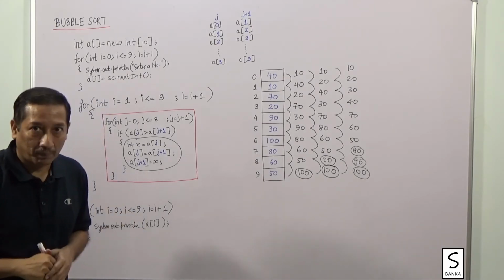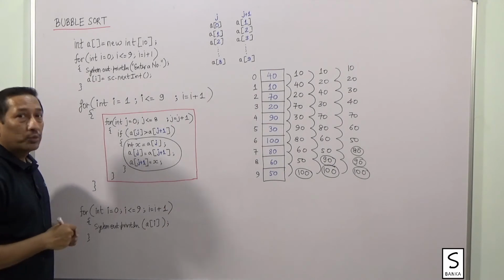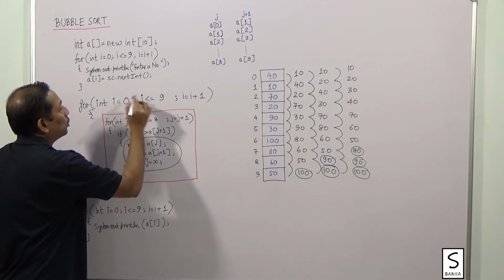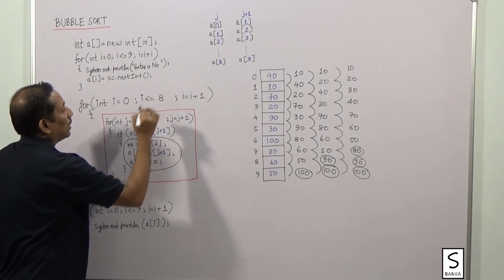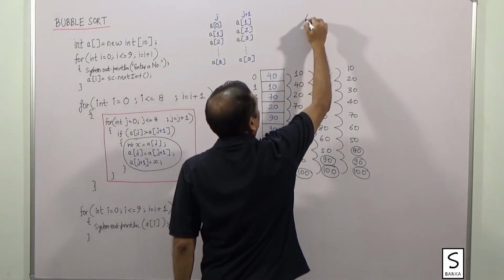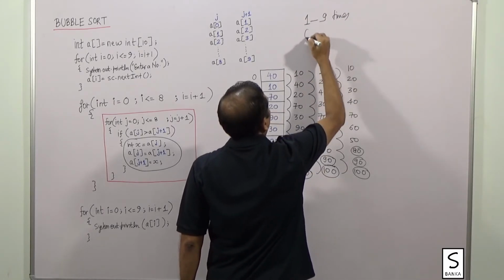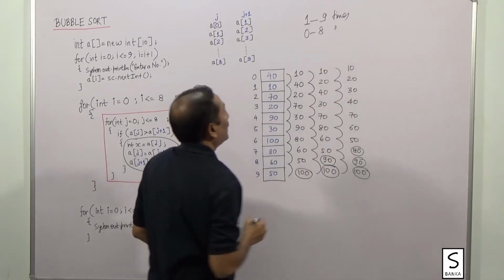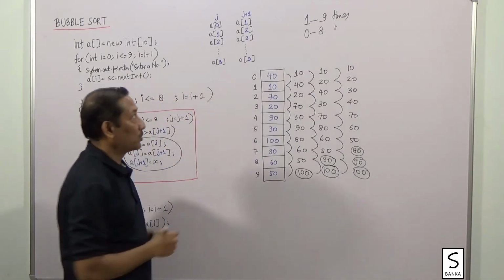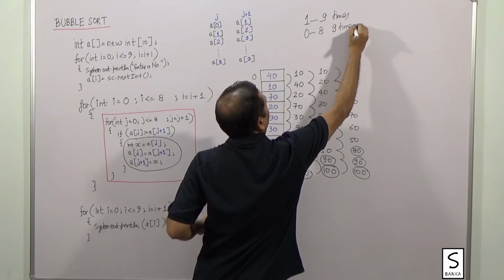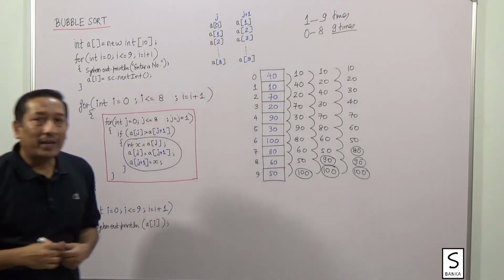That will be done. What we actually write is, instead of writing 1 to 9, we write 0 to 8. Now, if 1 to 9 implies 9 times, so does 0 to 8. It also implies 9 times. They are actually the same thing. So why do we write 0 to 8?